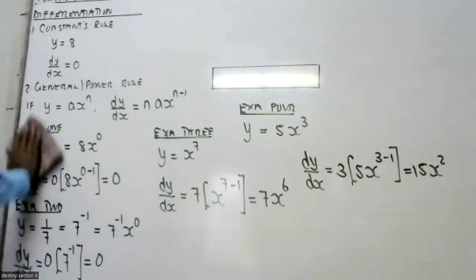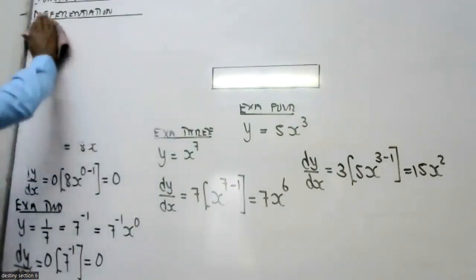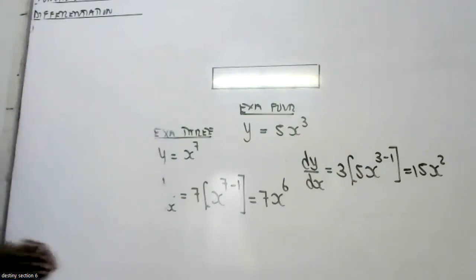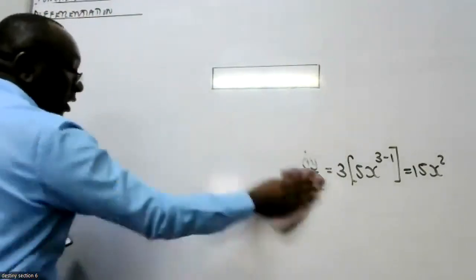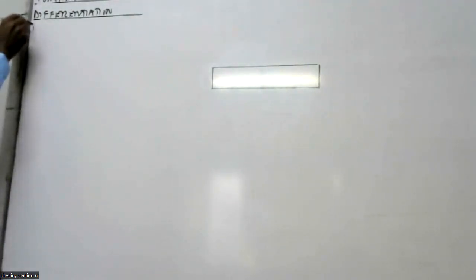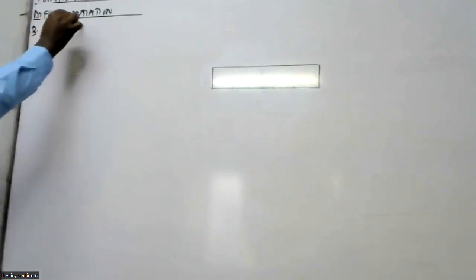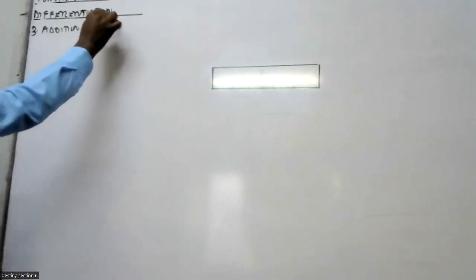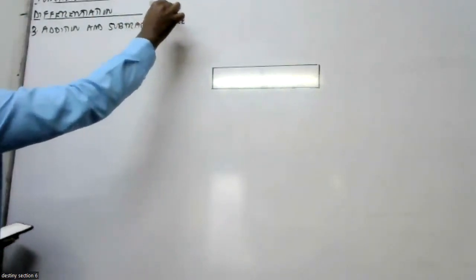So that is the general rule. Very, very simple and very, very important. That is the rule that you shall be using almost everywhere in your topic of calculus. Number 3 is what we call the addition and subtraction rule.